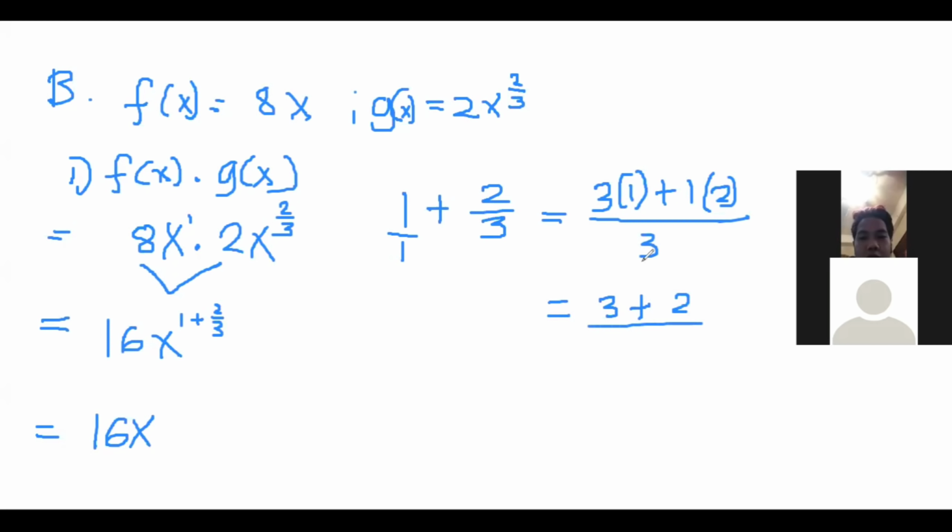And then don't forget to copy your denominator 3. The next thing, we're going to add our numerators. So 3 plus 2 will give us 5. Then copy your denominator 3. Which means that our power here is actually equal to 5/3. So our answer here is 16x raised to 5/3.